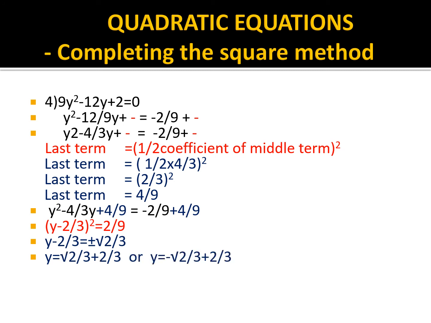Hence, y is equal to root 2 upon 3 plus 2 upon 3 or y is equal to minus root 2 upon 3 plus 2 upon 3. 3 being a common denominator, we can simplify it further and write it as y is equal to root 2 plus 2 upon 3 or y is equal to minus root 2 plus 2 upon 3.